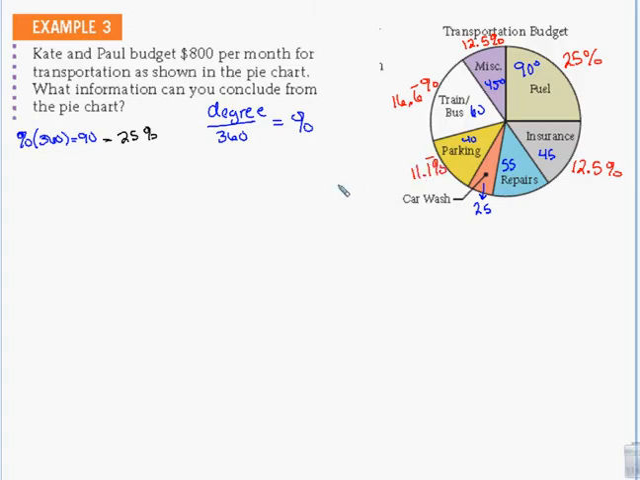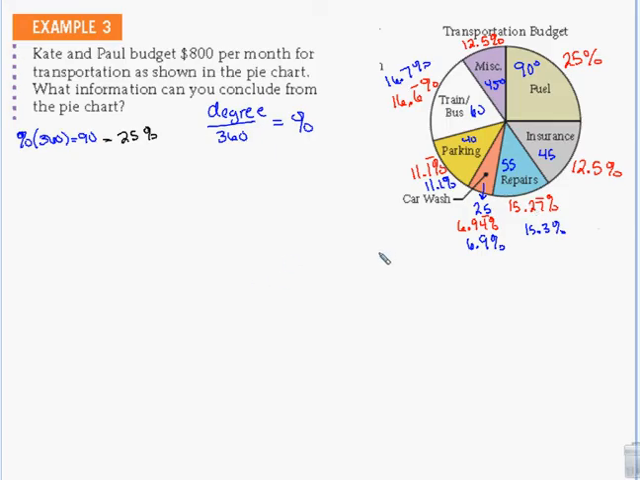The car wash is 6.94 repeating, and then repairs is 15.27 repeating. Right, so just to make things easy, I'm going to round all of those to the nearest tenth. So this will become 16.7%. This will just be 11.1%, 6.9%, and 15.3%. So far, following me okay?